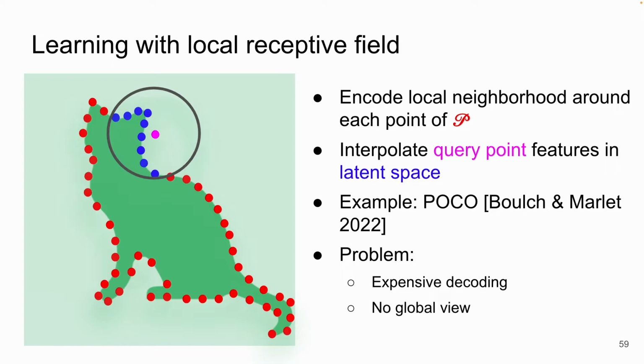A newer idea is to encode each input point separately together with its local neighborhood, and then interpolate query point features in latent space, and decode these features to get an occupancy for the query point again. And the benefit of this is if we look at a surface part included in one of these local neighborhoods, we can sort of hope that the surface part is also present in other objects.